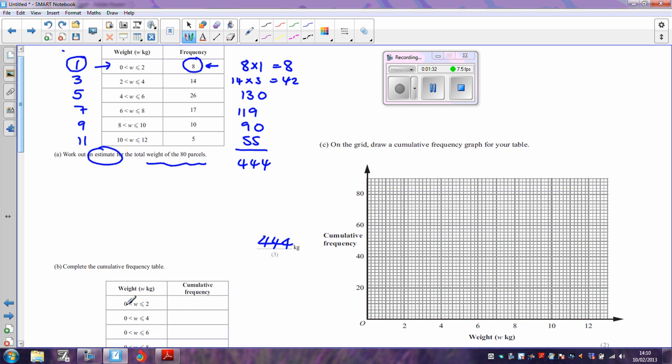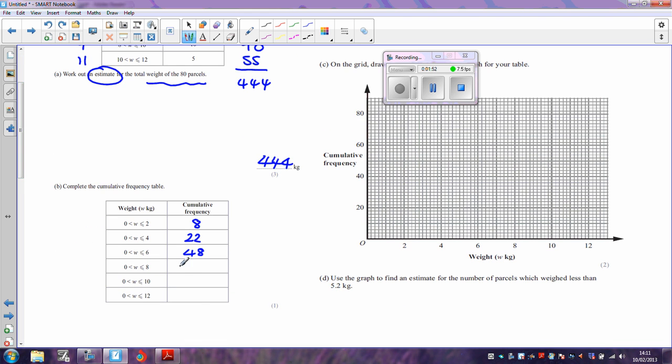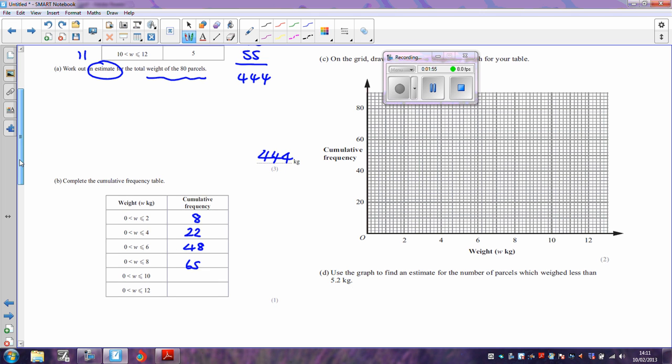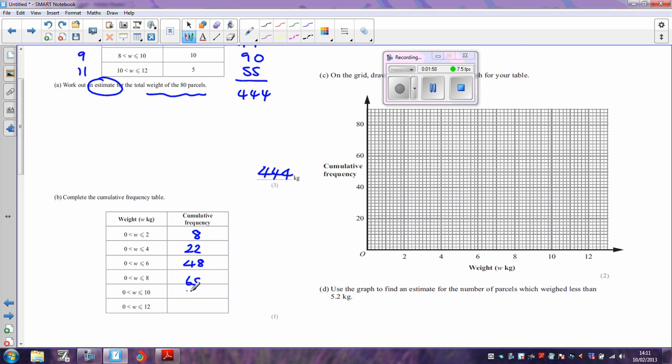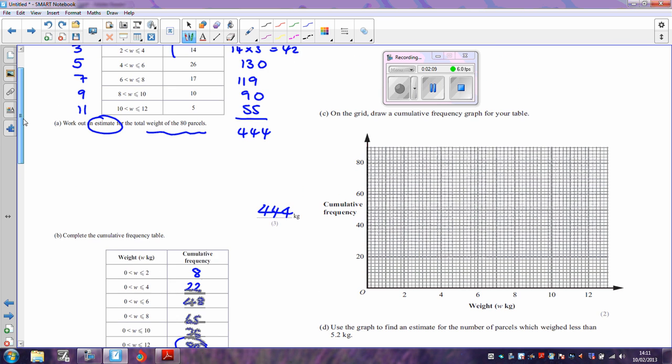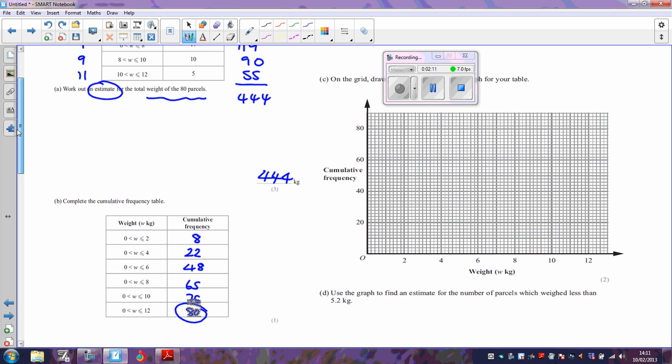They now ask me to do the cumulative frequency table. In other words, how many parcels, first of all, have a weight between 0 and 2? Well, that's just 8. The number of parcels with a weight between 0 and 4 is going to be the 8 plus the 14, which is 22. I then carry on adding: 22 plus 26, well, that's 48. 48 plus 17, well, that's just going to be 65. 65 plus the 10, well, that's 75. And then 75 plus the remaining 5 is 80. Make sure that the total that you get here is the same as the number of items that you have, in this case 80.